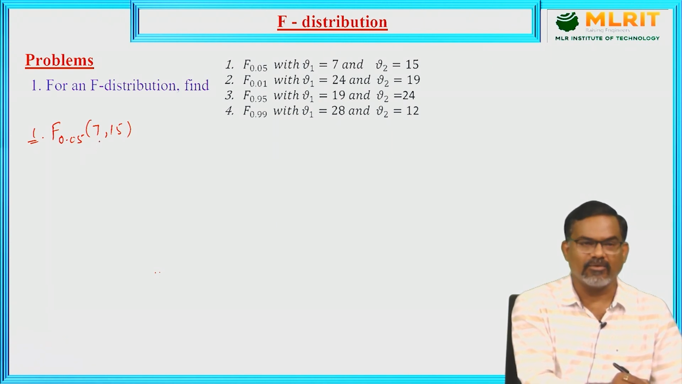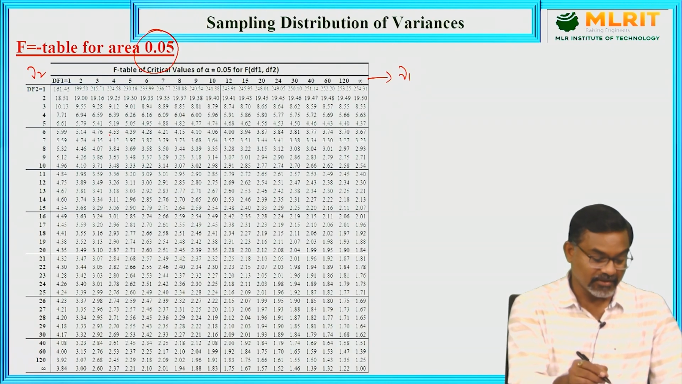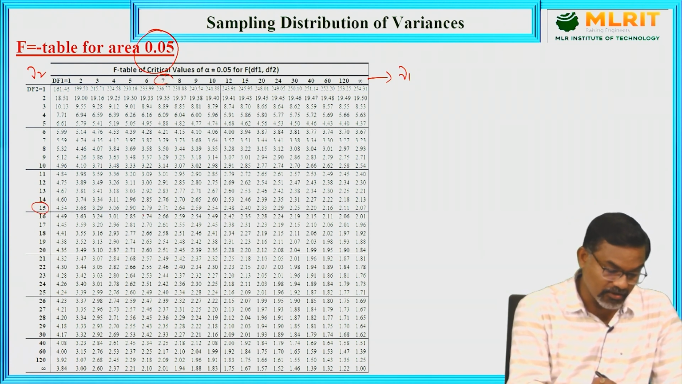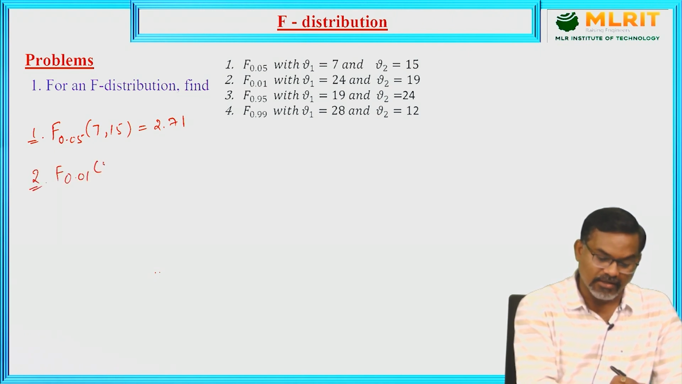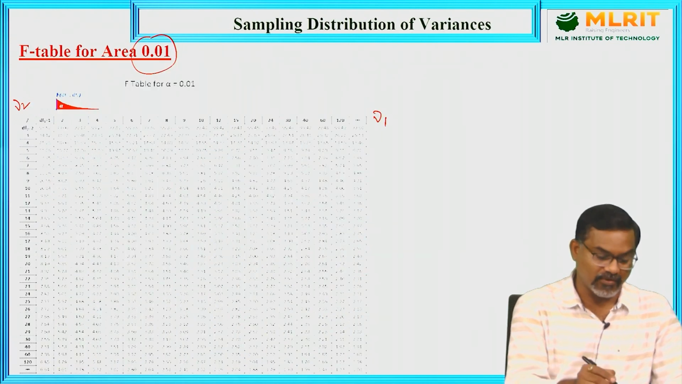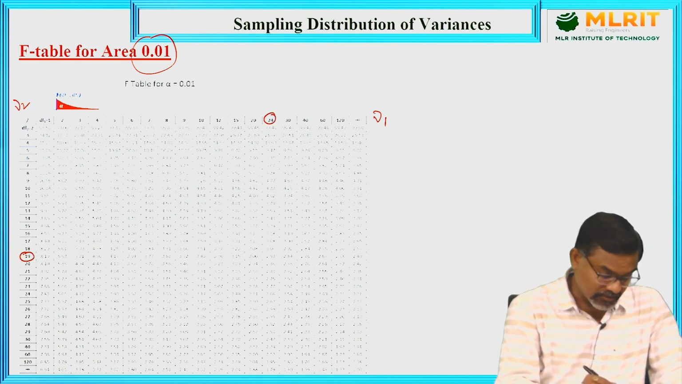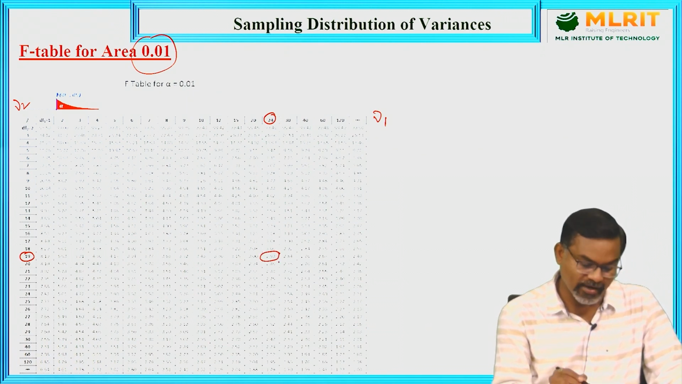We need to find the value of F in the 0.05 table for 7 comma 15. So nu 1 is 7 and nu 2 is 15, and the corresponding value is 2.71. Similarly, the second one is F 0.01 for 24 comma 19. In the 0.01 table, 24 here and 19, the corresponding value is 2.93.